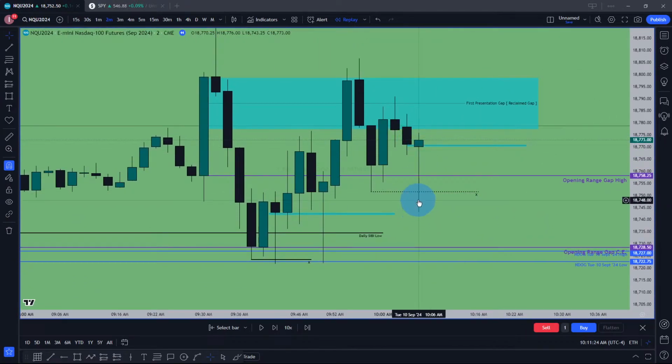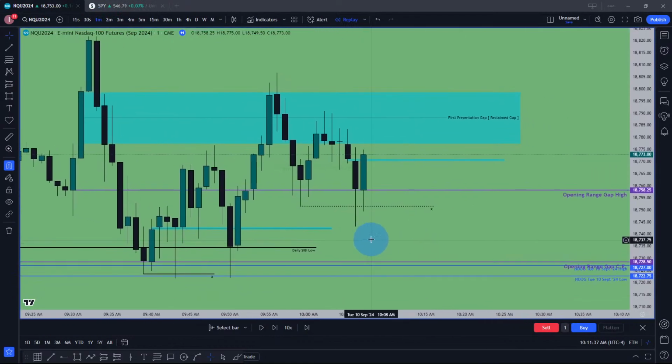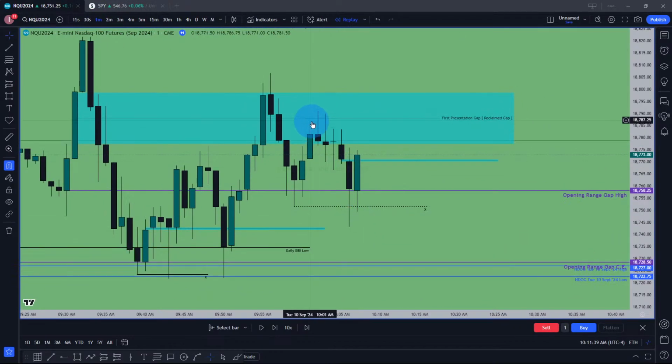As price took that low, the body was floating around this level here, and we didn't know if it was going to be a sweep or a shift. We didn't have a narrative. I guess you could say the narrative was that it's going to shift through, just because of the respect of this first presentation gap. But that's why you don't jump to conclusions. You wait to see what price gives you.